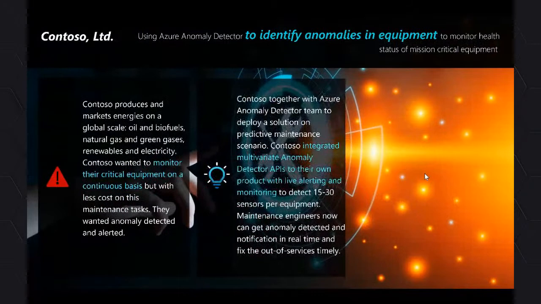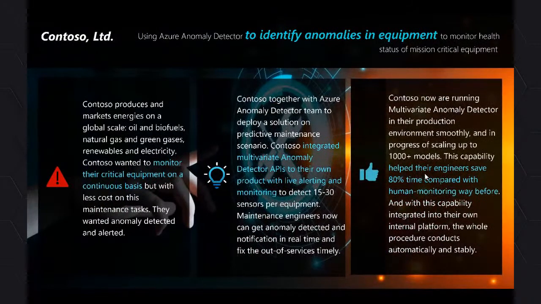And in this part, I will show you a case of how a company called Contoso detects anomalies in their equipment. So basically, Contoso is a company in the oil and gas industry, and they wanted to monitor their critical equipment on a continuous basis, but with less cost on these maintenance tasks. And they want anomalies detected and to be alerted.